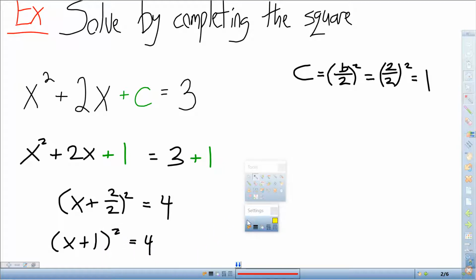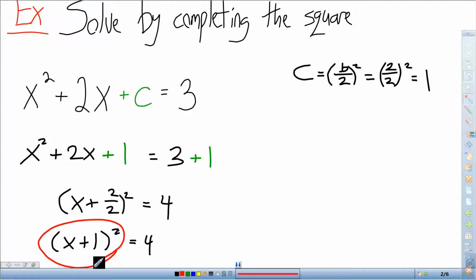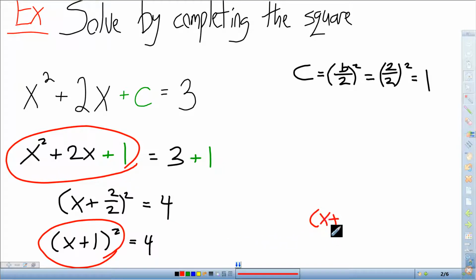Here's what I want you to realize: x plus 1 squared is the factored form of this trinomial. If we were to factor this trinomial, you don't need to write this, but we would get x plus 1 times x plus 1, which we could turn into x plus 1 squared. That's all we're doing right here. So the nice thing about this is we're factoring this thing automatically.